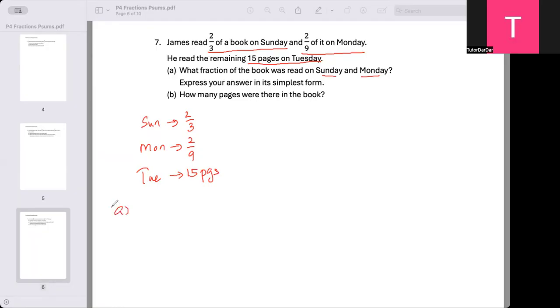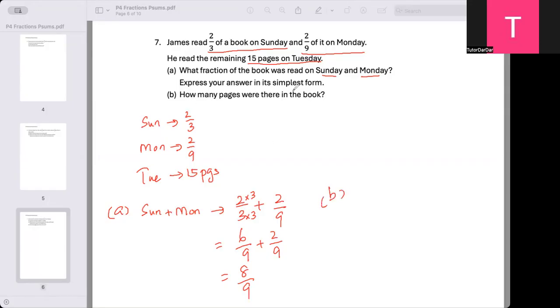So A, Sunday plus Monday become 2/3 plus 2/9. So let's find the common denominator. 3 can become 9. So we will multiply by 3, multiply by 3, equal to 6 over 9 plus 2 over 9, which is 8 over 9. So this is A. Now B.